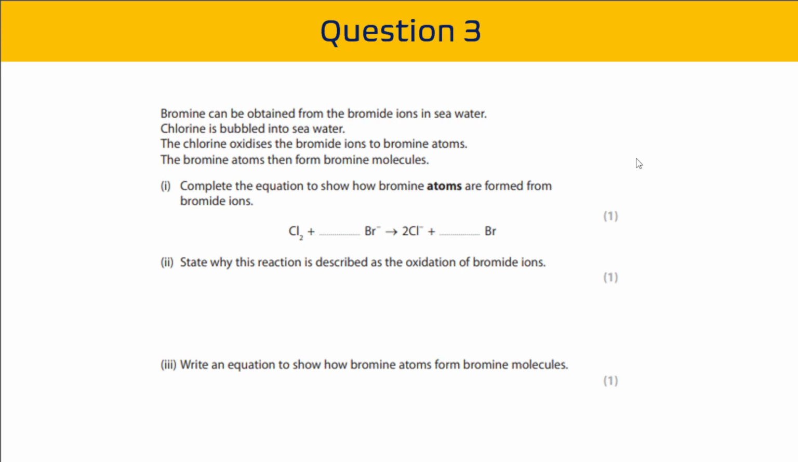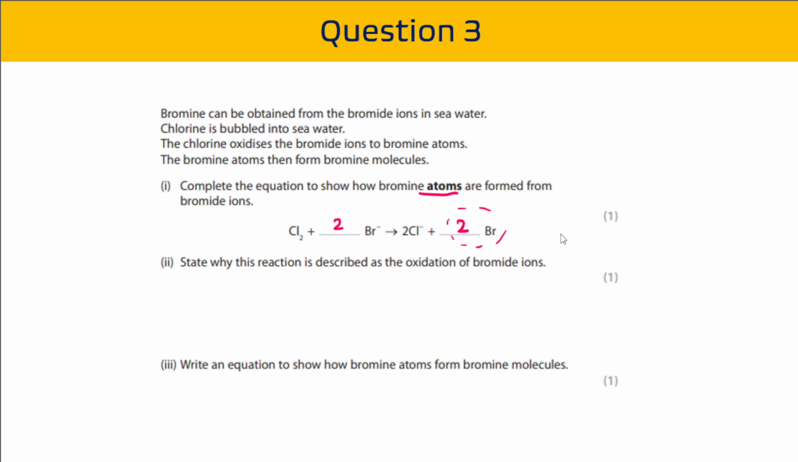Bromine can be obtained from bromide ions in seawater. Chlorine is bubbled into seawater, and the bromide ions form bromine molecules. Complete the equation to show bromine atoms are formed from the bromide ions. So 2 Br minus, so we need to balance the charges, so this should be 2. Since we have 2 Br minus, we should have 2 Br. Normally this would be wrong, because the exam question is asking you specifically for bromine atoms. This is correct, but normally it's Br2 gas, okay?